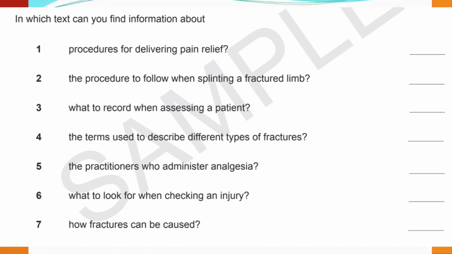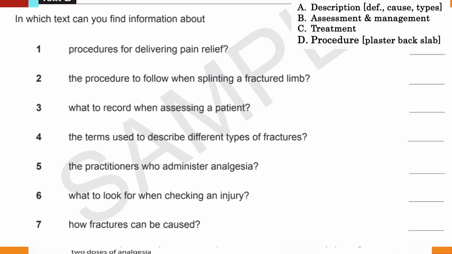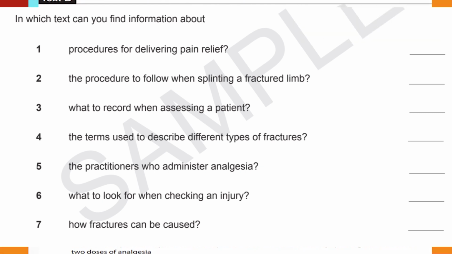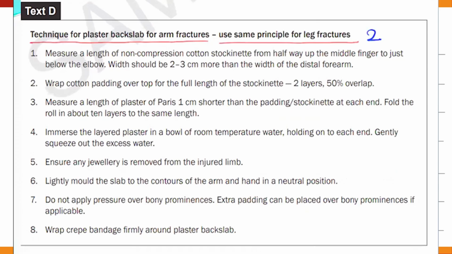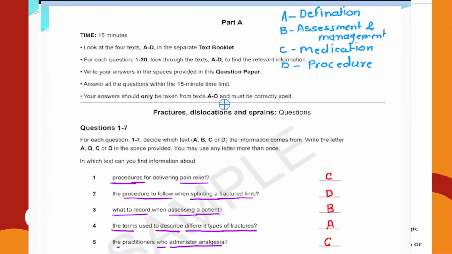The second question is the procedure to follow when splinting a fracture limb. Here is the hedging word; we will select the procedure to follow when splinting the fractured limbs. The answer is D. If we go to paragraph D, what techniques do they follow? Here the main technique given for the fractured limb is the slab, and so the answer will be D.